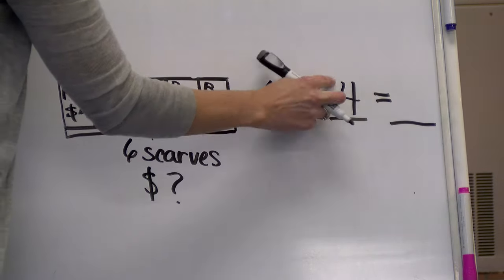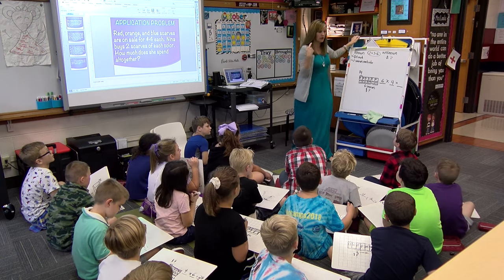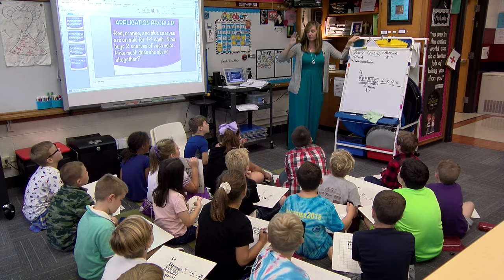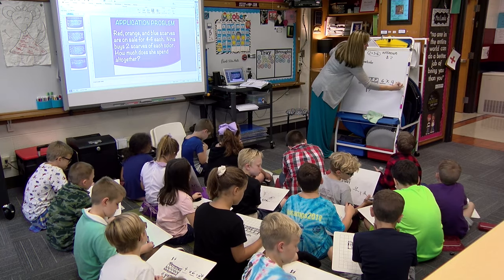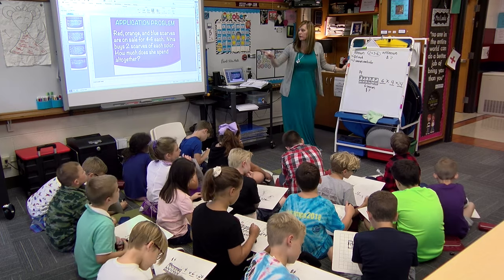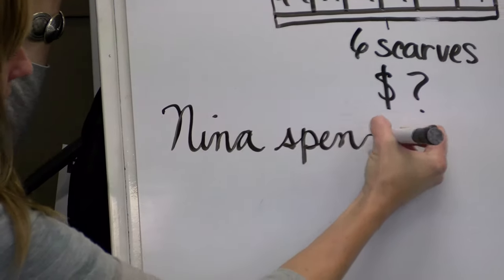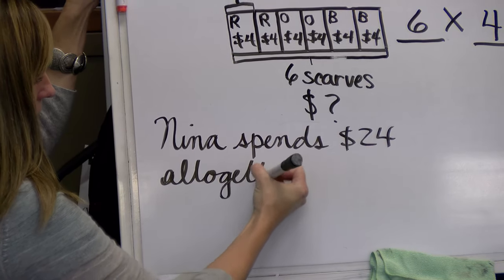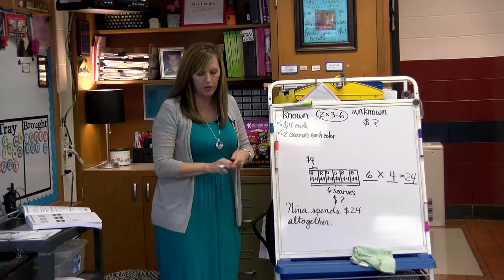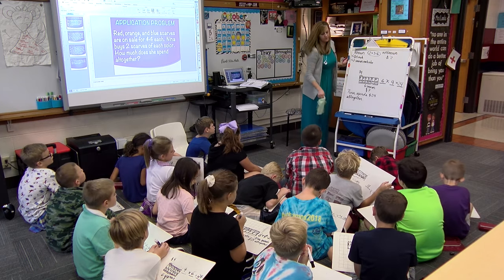We had six groups of four. Count by fours with me six times. 4, 8, 12, 16, 20, 24. Six groups of four equals 24. So what does our complete sentence answer sound like? How much does she spend altogether? $24. Nina spends $24 altogether. You could say in all, but since our problem says all together, I like to use as many words from the problem as possible. What do we call that when we do that? Restating. Nice job.